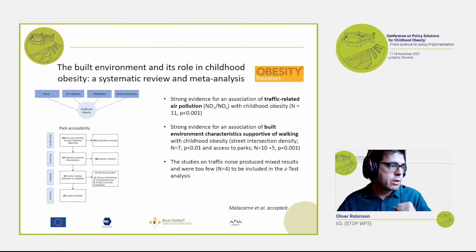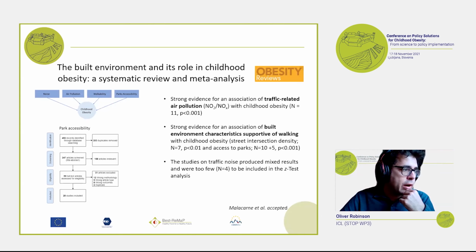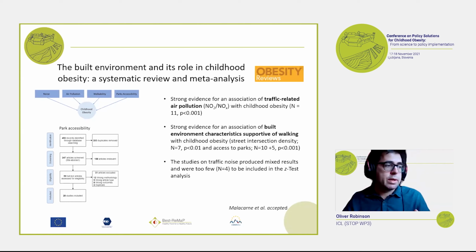And there was strong evidence of built environment characteristics that are supportive of walking. And these include the density of buildings and their intersections from 7 studies, and access to parks and availability of green spaces in parks. So this was 10 and 5 studies that had strong associations with obesity. We also looked at noise, but there are too few studies in this area. So clearly the literature points to a role of the built environment in childhood obesity.